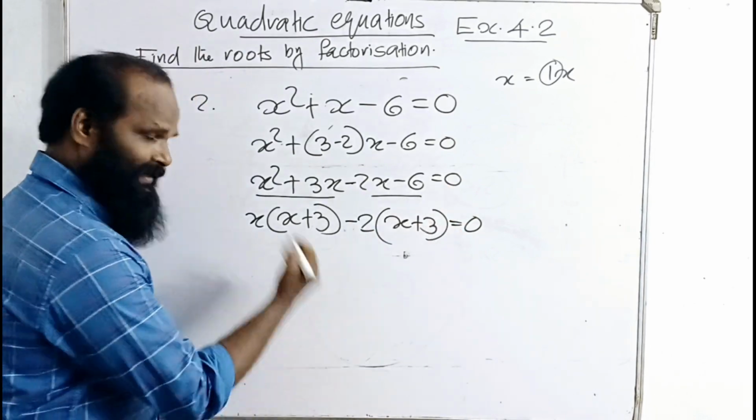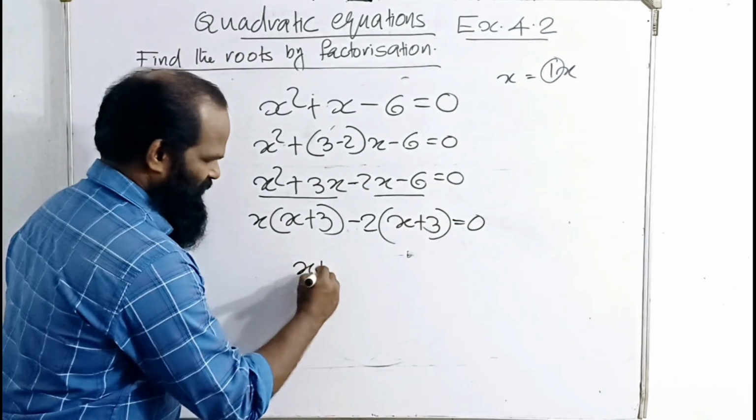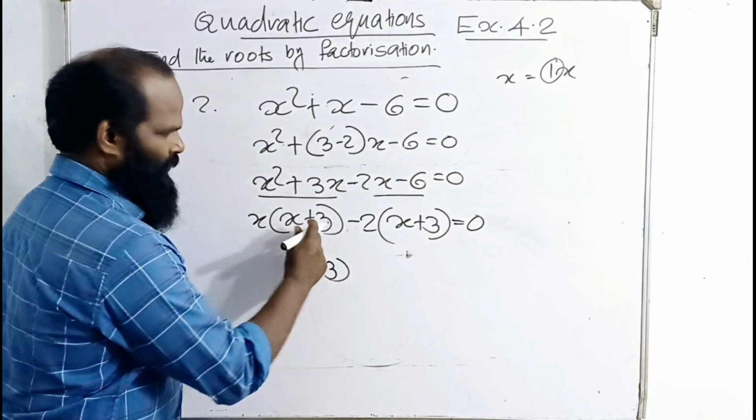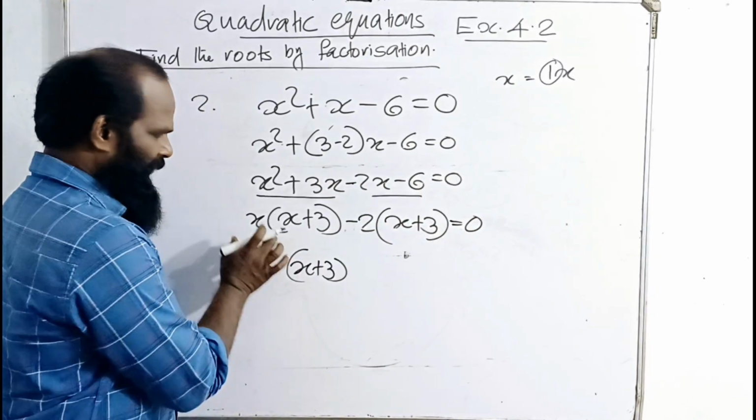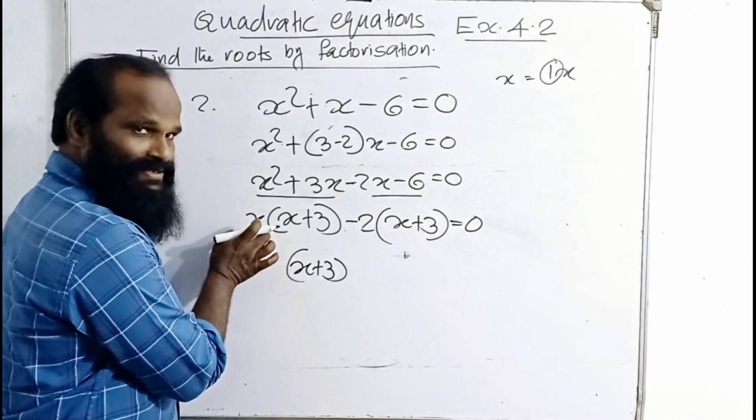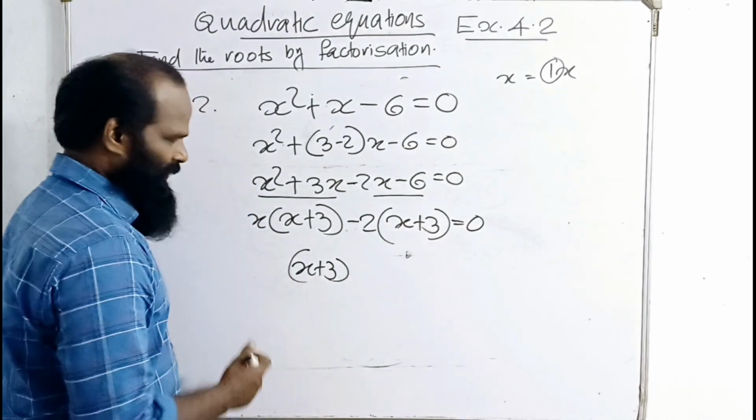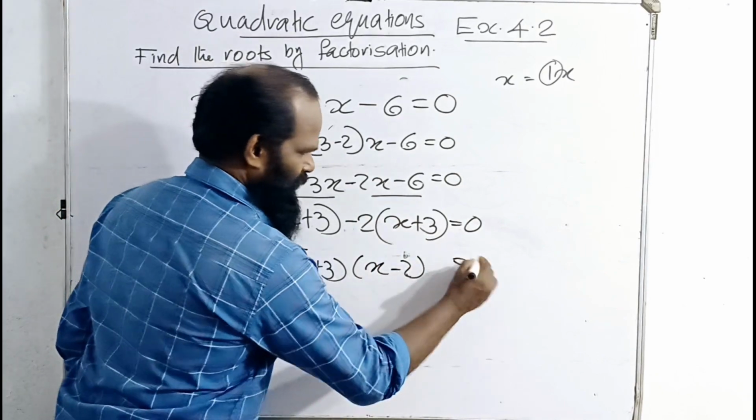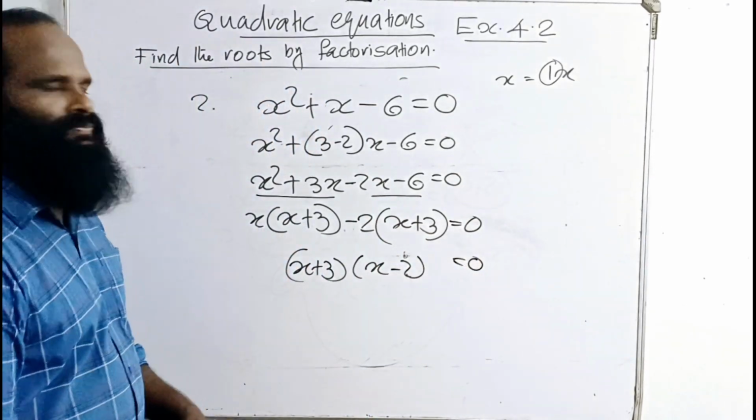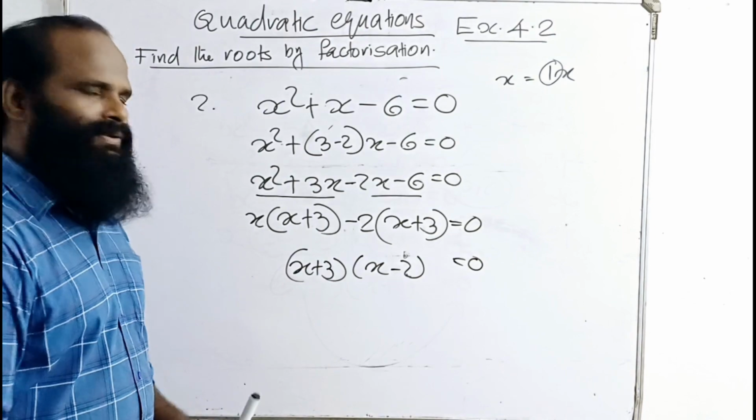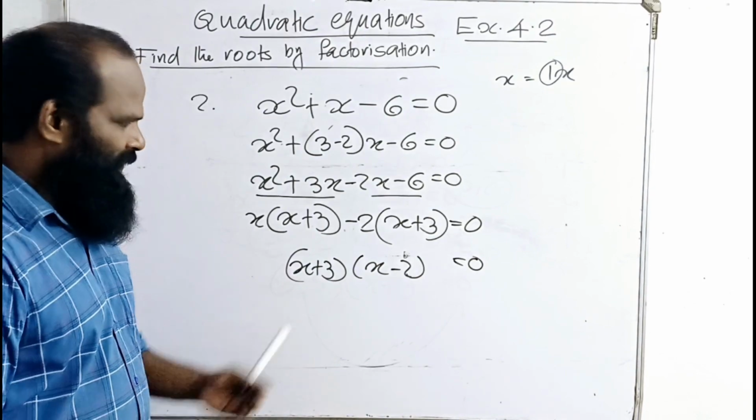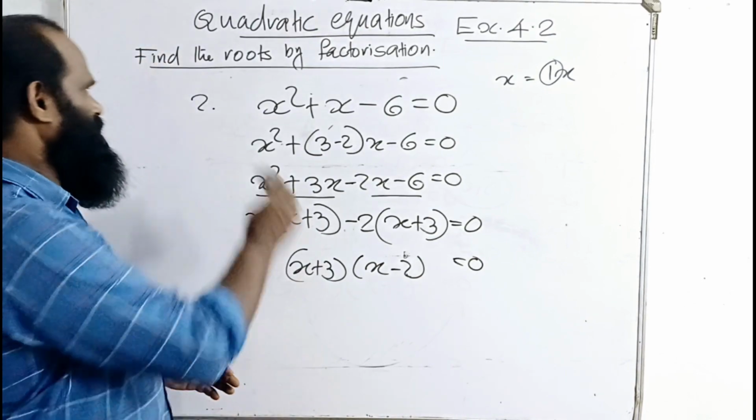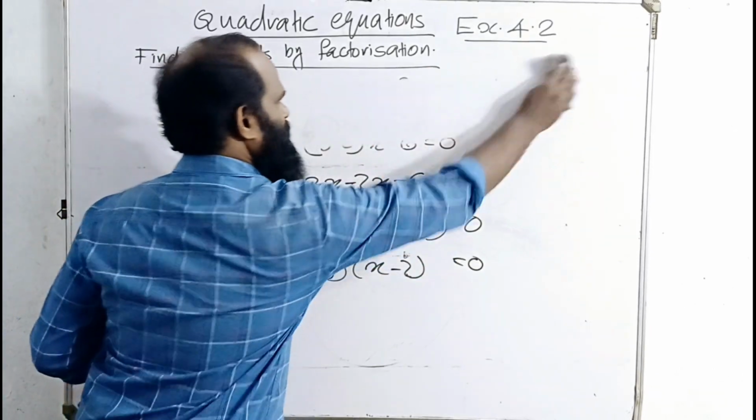And now let us factorize. X plus 3 common, and with the terms which are outside the bracket, we shall form another binomial. X minus 2 is equal to 0. Now let us find out the roots. Let's find the values of x. So this is how we write.